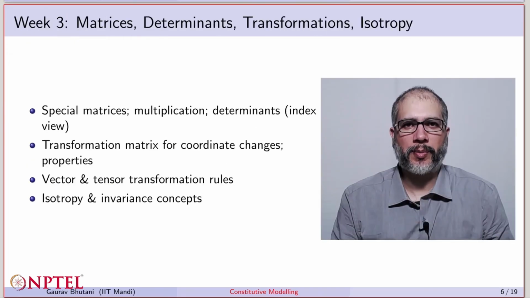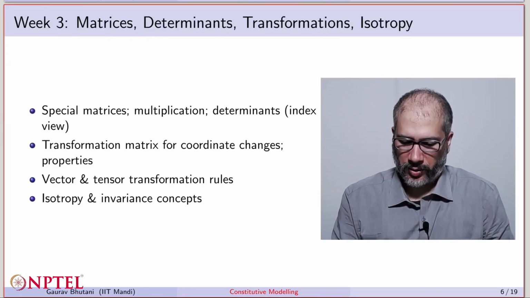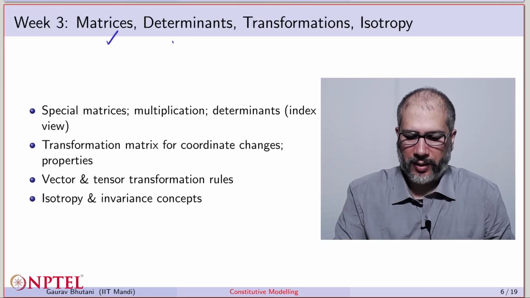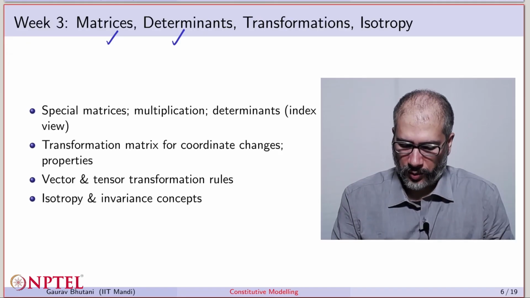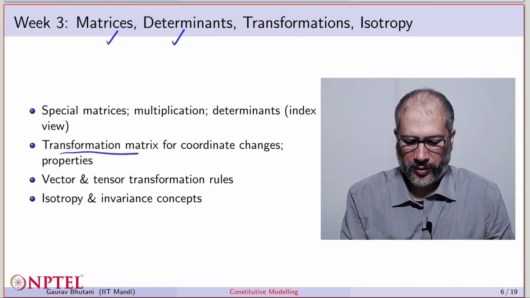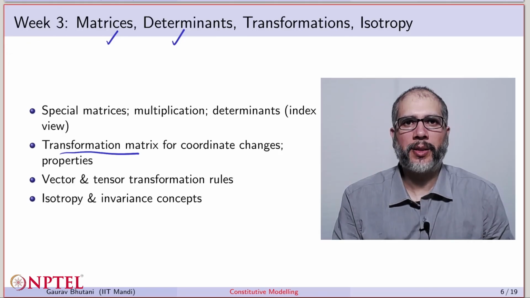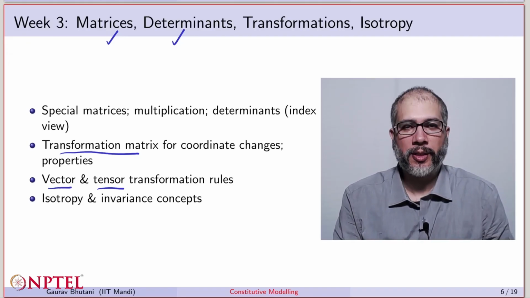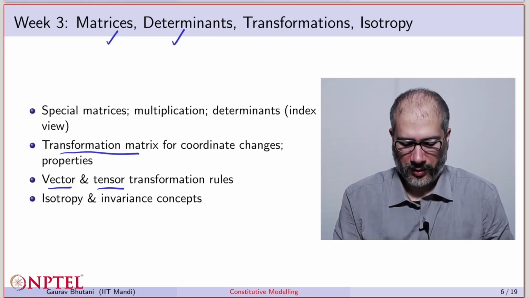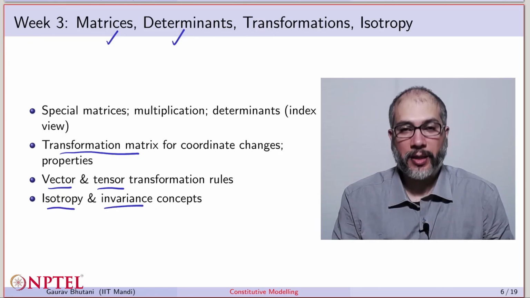In the third week, which was a part of the mathematics module, we started our discussion with matrices and determinants, all written in the indicial form, which was followed by a discussion on the transformation matrix, which is used for transforming tensorial quantities from a base to a primed coordinate system. And then we developed these vector and tensor transformation rules, which use this transformation matrix to help write the transformed measures. And we ended the week with a discussion on the key concepts, which sometimes can be very confusing, that are isotropy and invariance.